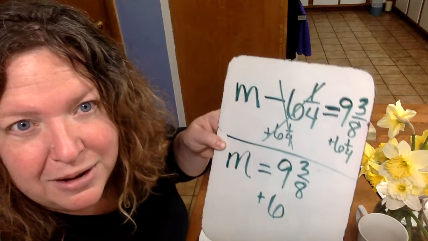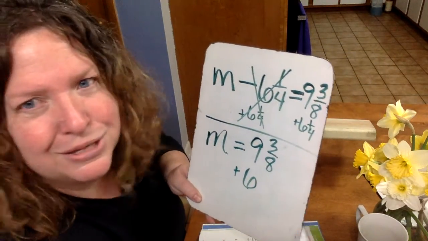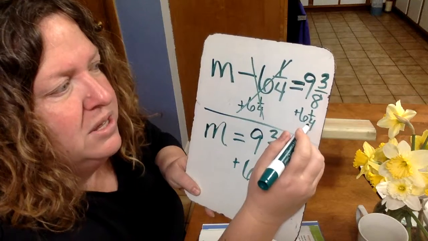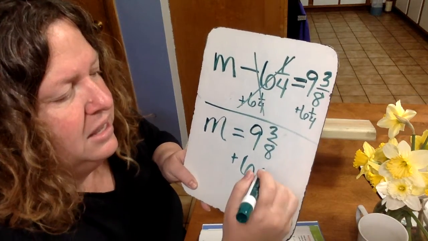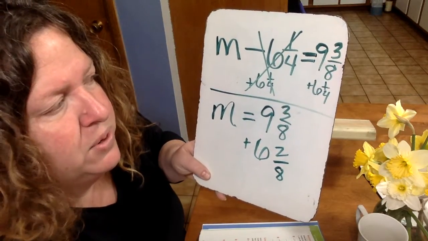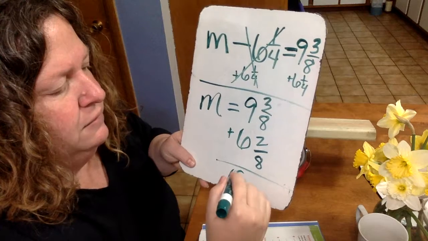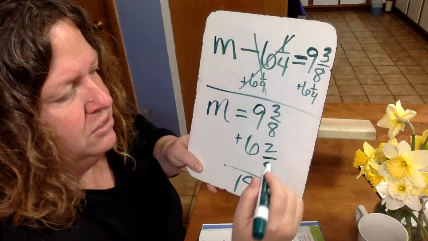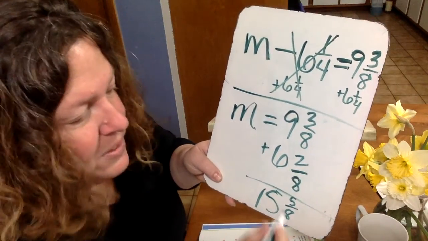Now I know when I'm adding fractions, they need to have a common denominator. The good thing is fourths and eighths are really easy. I know that there's just twice as many eighths and then twice the same numerator. So I know 1/4 is equal to 2/8. So I get 15 and 3 plus 2 is 5/8.